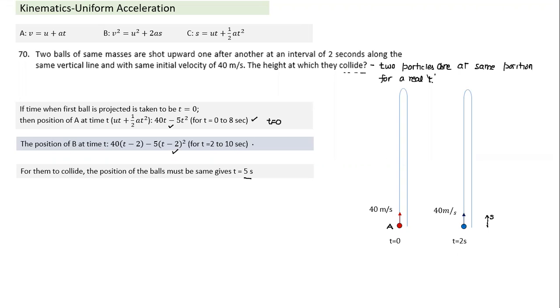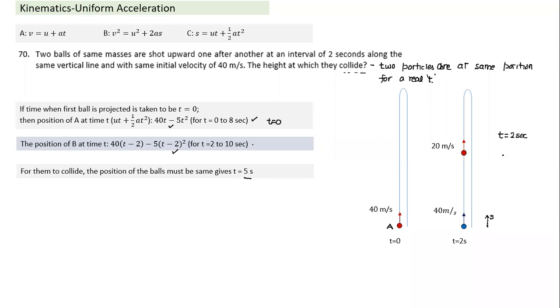This question, ideally, can be solved using relative velocity. So let's see how we solve using relative velocity. Let's do a different method. This was one way, by forming equations. So if I look at t is equal to 2 seconds, what would my figure look like at t is equal to 2 seconds?